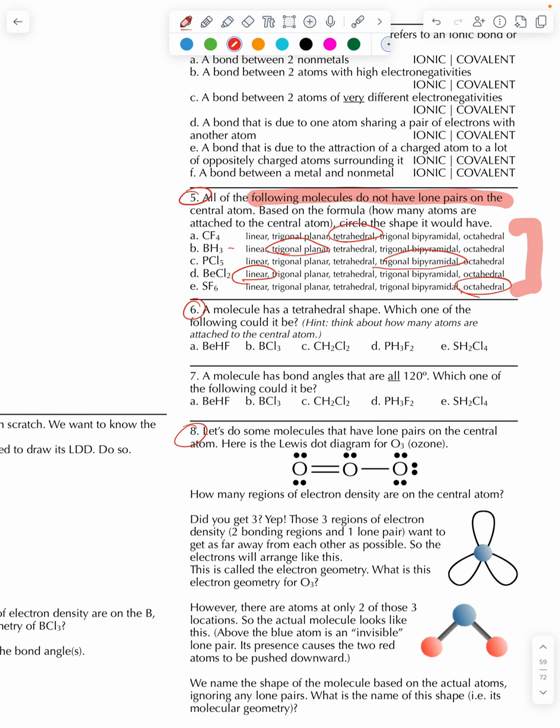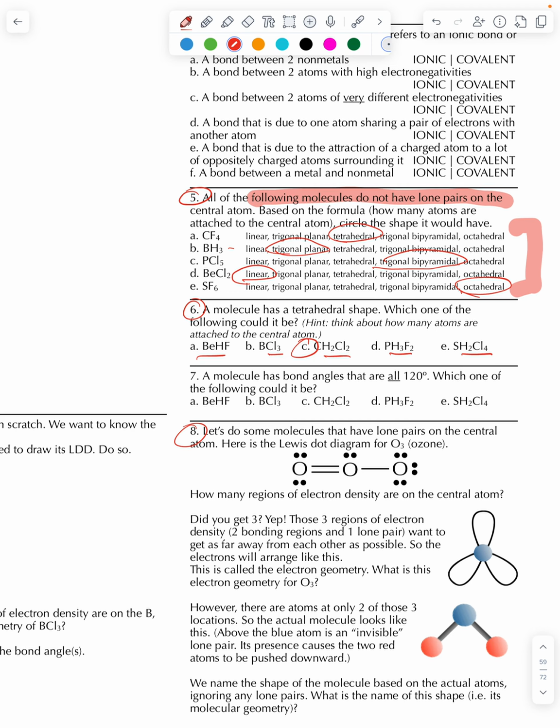So here's a question I could ask on the final, not necessarily this exact one, but a puzzle like this. A molecule has a tetrahedral shape. Which one of the following could it be? Tetrahedral requires how many atoms attached? It has to have 4, right? Does that have 4 attached to the central atom? No, it has 2. That has 3 attached. But that one has 4 attached to the carbon, so that could be it. That one has 5 attached. That one has 6 attached.